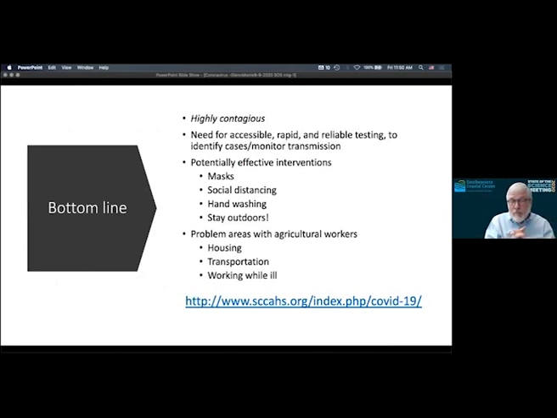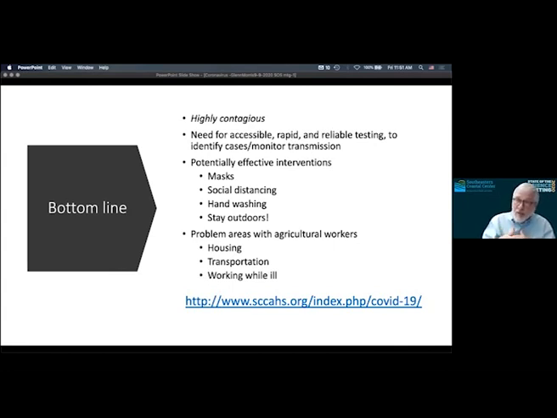And so bottom line, when we talk about COVID, this is a highly contagious virus. There is need for accessible, rapid, and reliable testing to identify cases and monitor transmission. Potentially effective interventions include masks, social distancing, hand washing, staying outdoors, avoid closed spaces. And the problem areas that I think will be coming up in the discussions to follow: housing, transportation, and diagnosis and identification of persons who are infected to minimize the risk of working while ill.